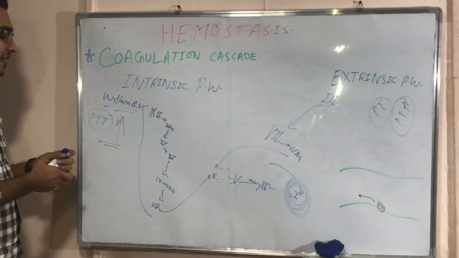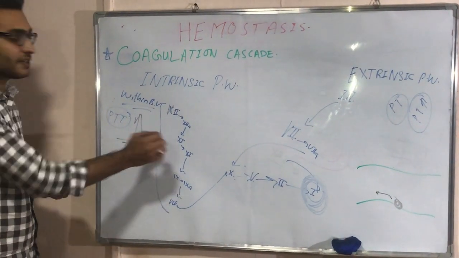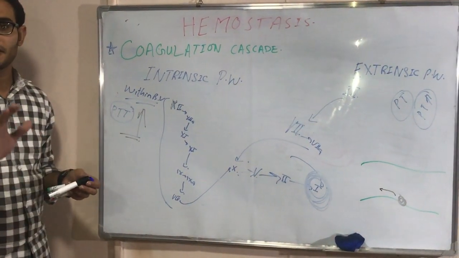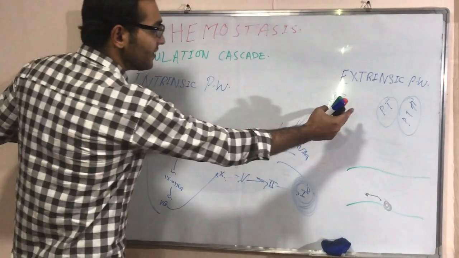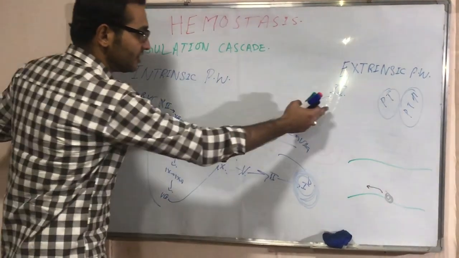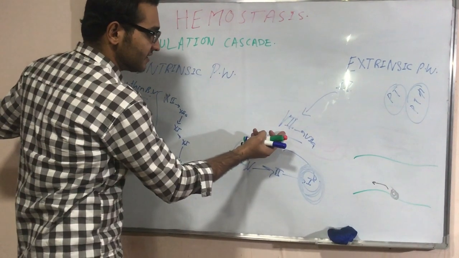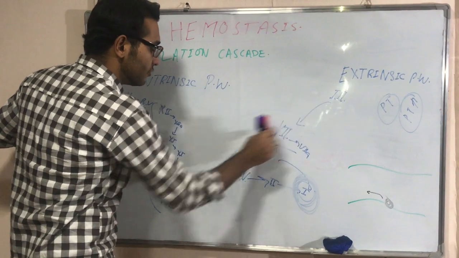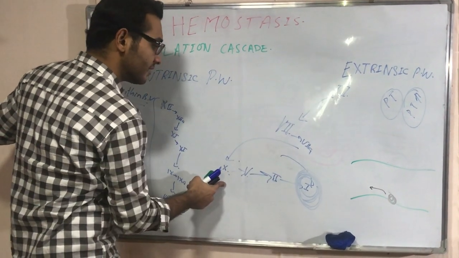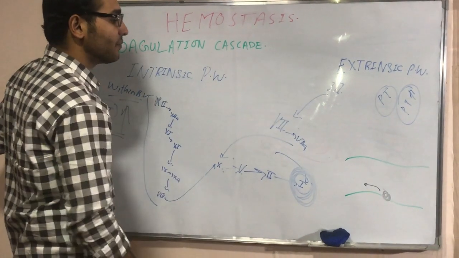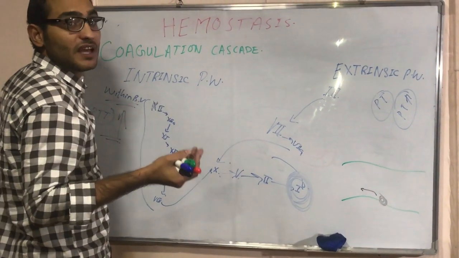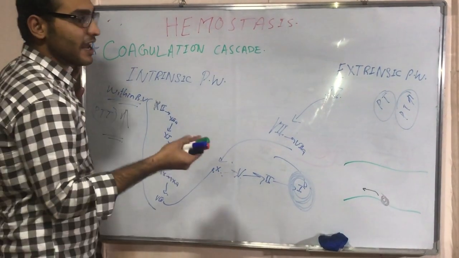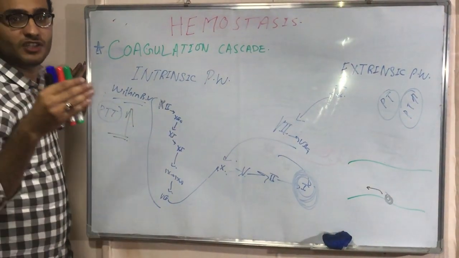In this intrinsic pathway, if there is any problem or factor deficiency, then the PTT value will be high. We do a test of the PTT. In the extrinsic pathway, the 3 is activated first, then the 7, and 3 plus 7 equals 10, and both activate factor number 10. If there is a problem in the extrinsic pathway, we do the PT test, the prothrombin test. If the value of the PT is high, it means there is a problem with factor number 3 and factor number 7.